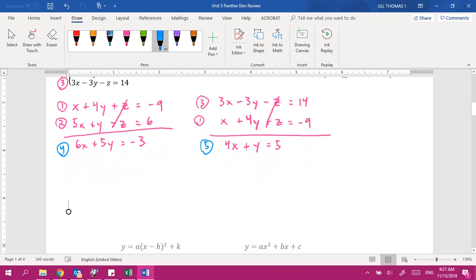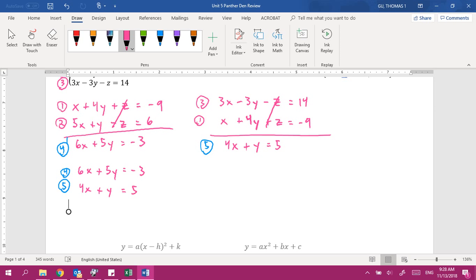So this helps me keep track of what my new equations are because after I get equation 4 and 5, I just put those two together. So I'm going to write equation 4 and 5 together down here. So equation 4 was 6x plus 5y equals negative 3. And equation 5 was 4x plus y equals 5.